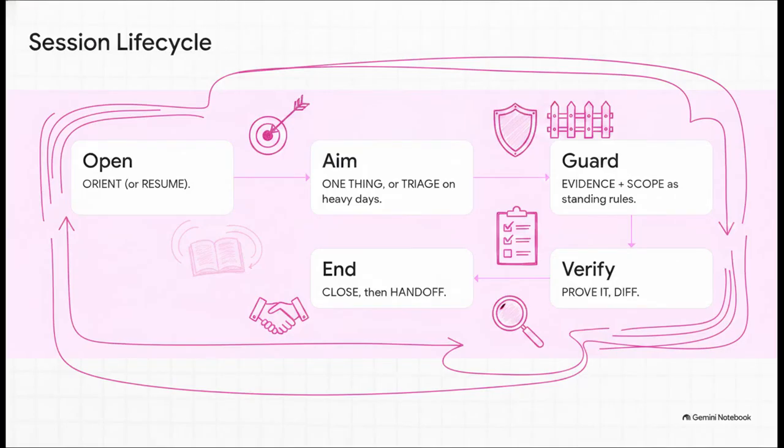To guarantee you keep your project momentum, every single session has to follow this mandatory 5-step lifecycle. It's like your pre-flight checklist. First, you open and orient the chat. Second, you aim, meaning you give the AI exactly one specific target to focus on. Third, you guard against hallucinations by setting strict evidence rules. Fourth, you verify the work. And fifth, you end the session with a clean handoff. Enforcing this specific life cycle means your chat never just abruptly dies. It's actually preserved and, more importantly, it remains actionable.